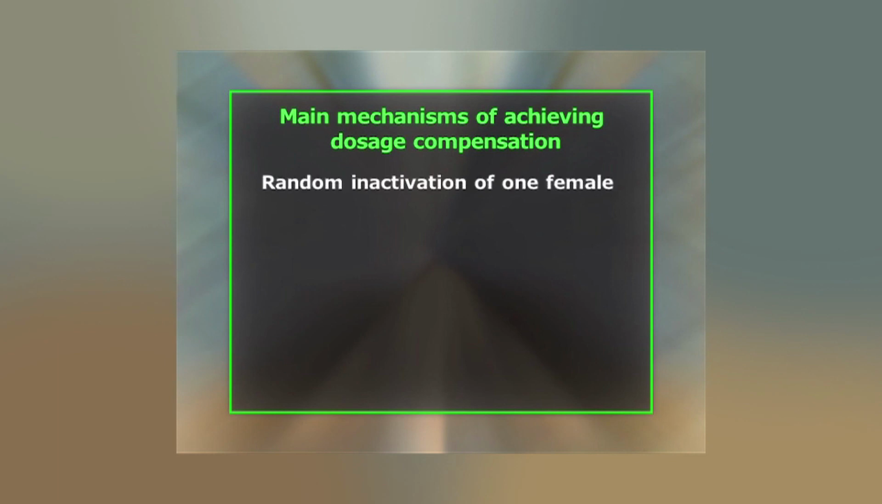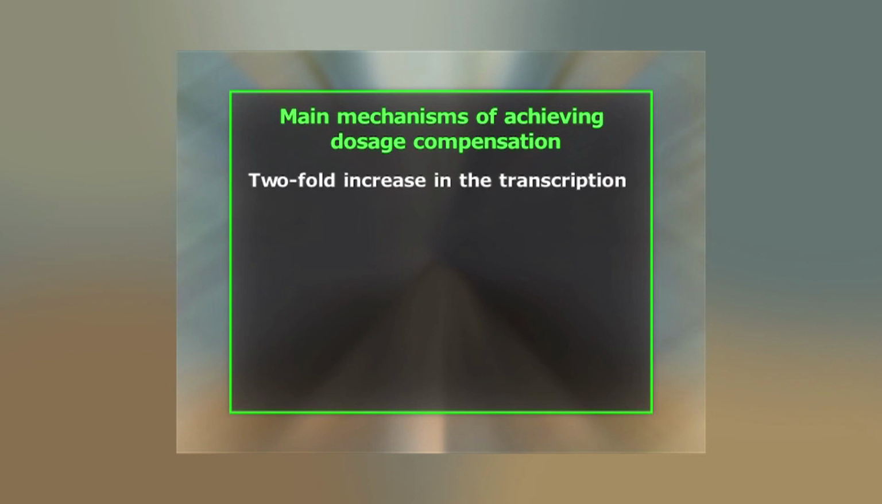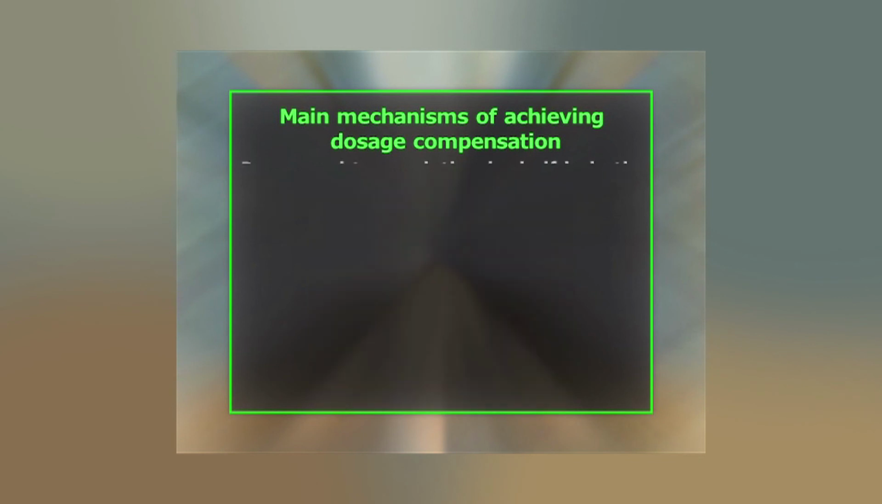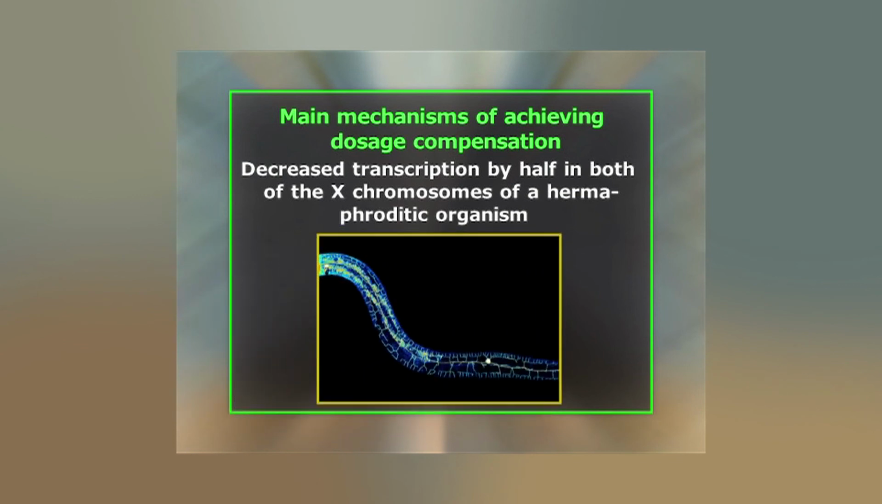It's noteworthy to mention that there are three main mechanisms of achieving dosage compensation which are common to most species. These include a random inactivation of one female X chromosome as observed in Mus musculus, a two-fold increase in the transcription of a single male X chromosome as observed in Drosophila melanogaster, and decreased transcription by half in both of the X chromosomes of a hermaphroditic organism as observed in C. elegans.